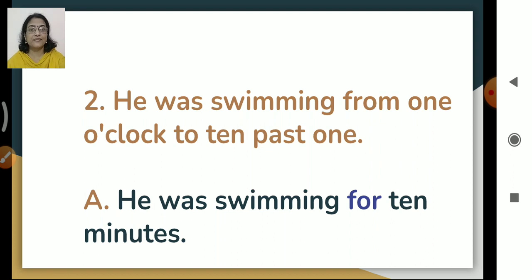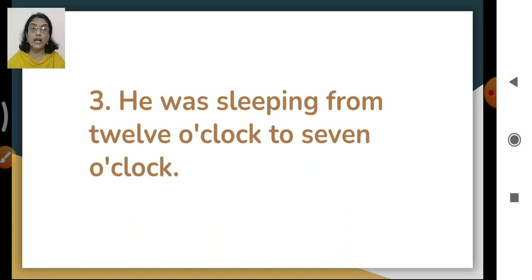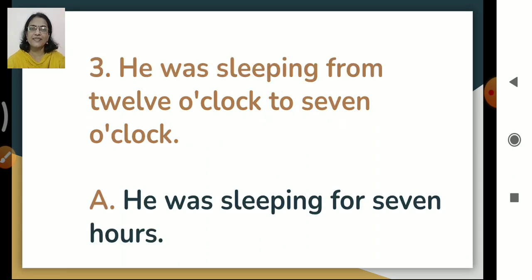Next. He was sleeping from 12 o'clock to 7 o'clock. So again we'll start at 12. From 12 to 7, we have to count. So leave 12, start with the next number and we will count till the given number, that is till 7. So after 12 comes 1, 2, 3, 4, 5, 6, 7. So how many hours? 7, isn't it? Yes, so the answer is he was sleeping for 7 hours.